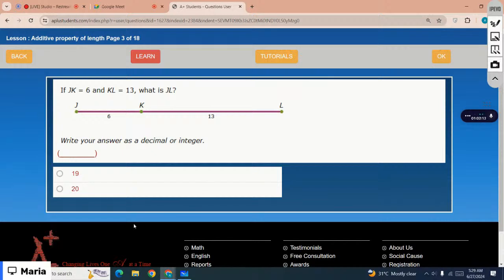The correct option is 13 plus 6 equals 19, right? JK equals 6 and KL equals 13. So you have to find the length of JL, and JL equals JK plus KL. So you need to add 13 plus 6, which is 19. So the correct option is 19.